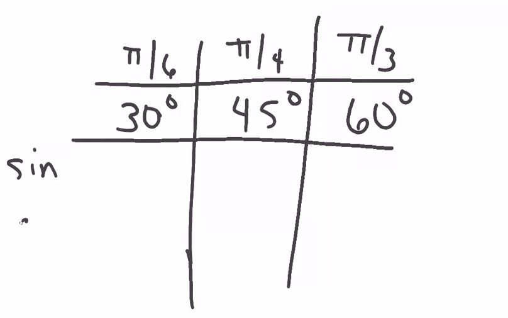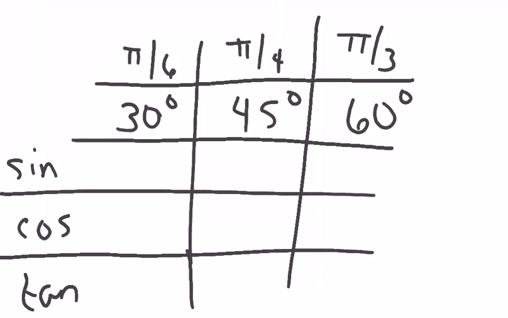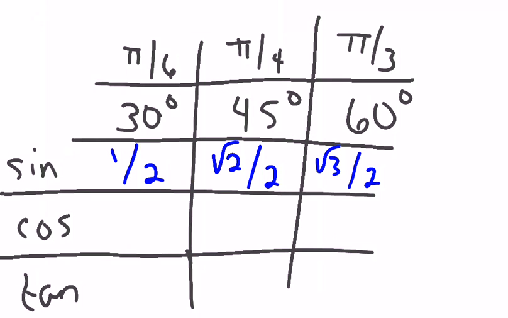So sine, cosine, and tangent for these common angle measurements. So the sine of 30 degrees is 1/2. The sine of 45 degrees is the square root of 2 over 2. And the sine of 60 degrees is the square root of 3 over 2.